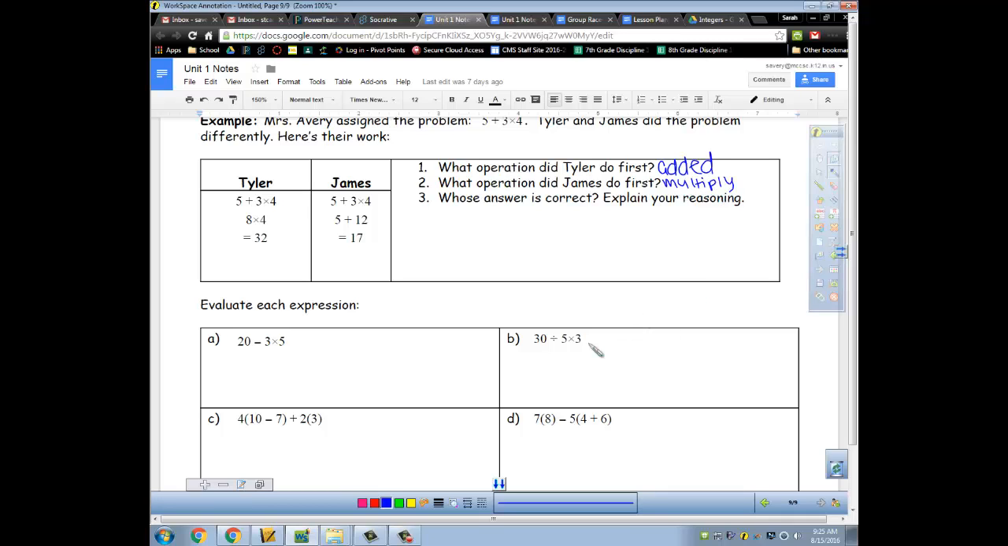And then we need to figure out whose answer is correct. So thinking of order of operations, we need to think, do we add first or do we multiply first? And the correct answer is we multiply. So James, and it says explain, so because the order of operations says you multiply before adding.